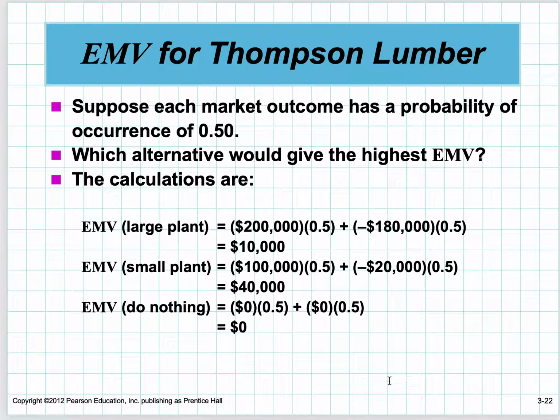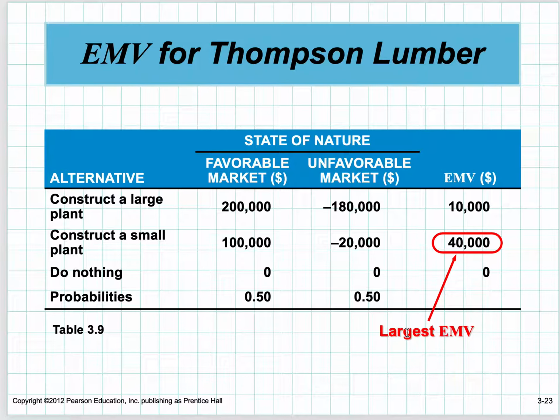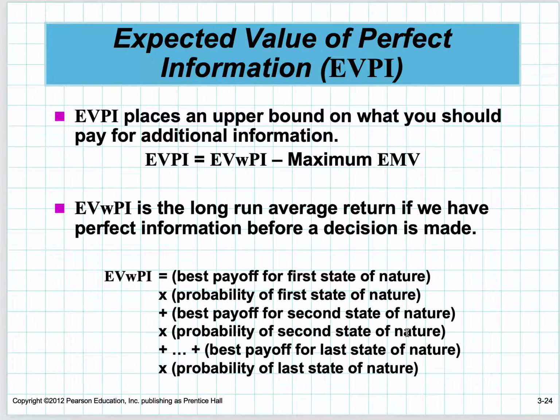So let's take a look at an example there. So here's a large plant, small plant, and it's basically the Laplace or Hurwicz when alpha equals 0.5 in this case. So you have 200, you're taking the average again, because weighting things by 50-50 is basically taking the average. So we get 10,000, we get 40,000, we get 0. If you're going to pick the max of those, you're going to do the small plant. So it's exactly the same table.